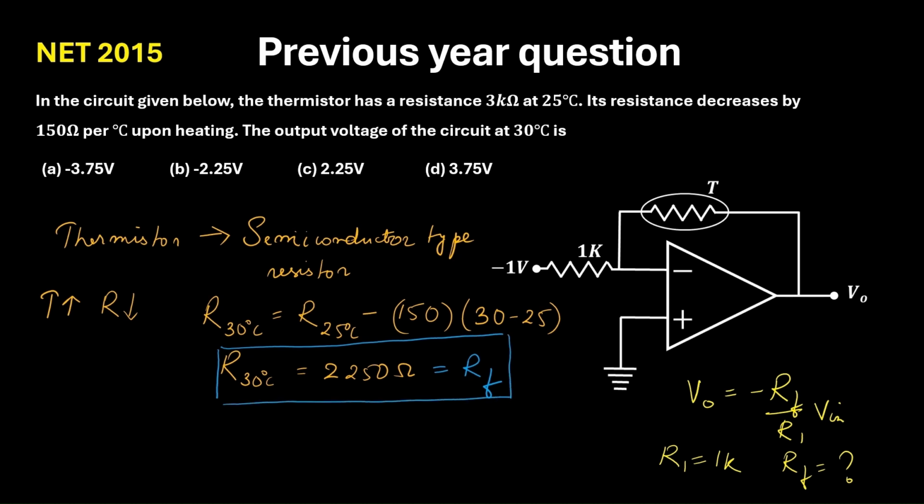Now we have obtained RF, so output is minus RF by R1 into input. So minus 2250 divided by 1 kilo ohm, so 1000 ohm, into, now see the input is minus 1. If we do the calculation here, we will get 2.25 volt. So option C is the correct answer.